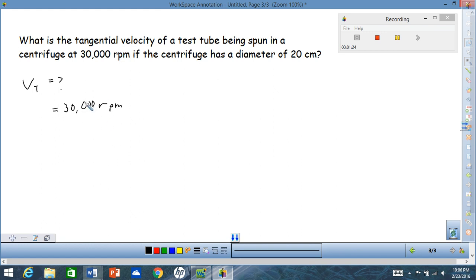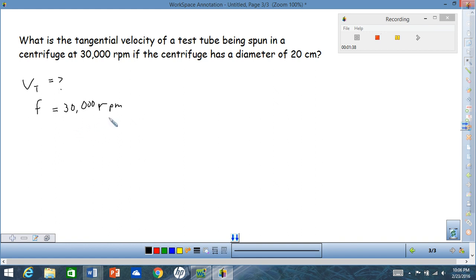Now that is how many cycles, or how many trips around the circle, this thing makes in 1 minute. That's quite a lot. But that is the frequency. That is how many cycles it makes in 1 minute. That's actually a non-standard unit. We need that to be in cycles per second, or revolutions per second.